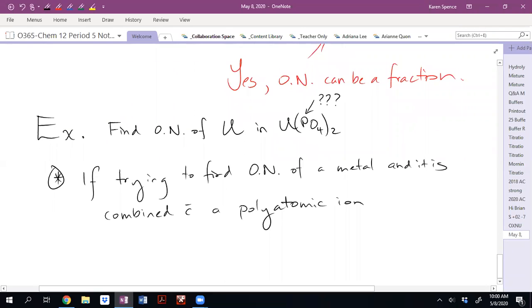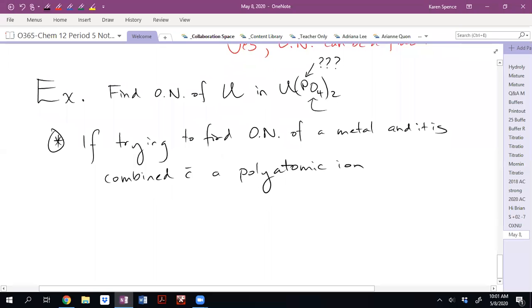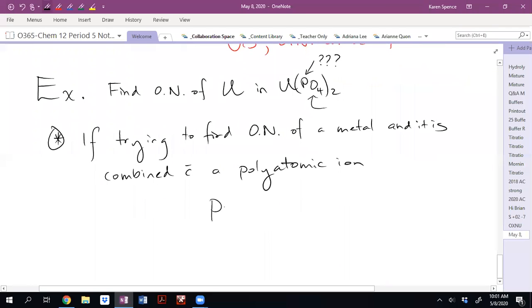guess what? You know how to do this. You've been doing this since grade 9. What's the charge of uranium in UPO4 2 minus? Or sorry, if you've got uranium with 2 phosphates, yeah, it's going to be +6 because PO4 is -3 and you have 2 of them, right? And so uranium must be +6 so that you end up with an overall neutral compound. Okay, so don't get tricked by that.